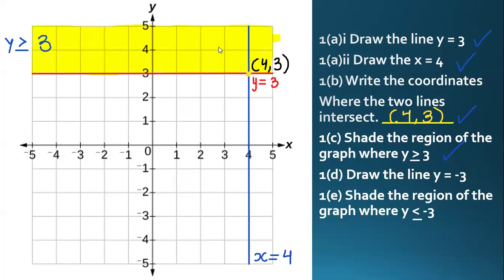So what is y is equal to 3? Y is equal to 3 is a horizontal line passing through 3. So the line y is equal to -3 is going to be a horizontal line passing through what? -3. Very good. And so let's go ahead and draw that line.